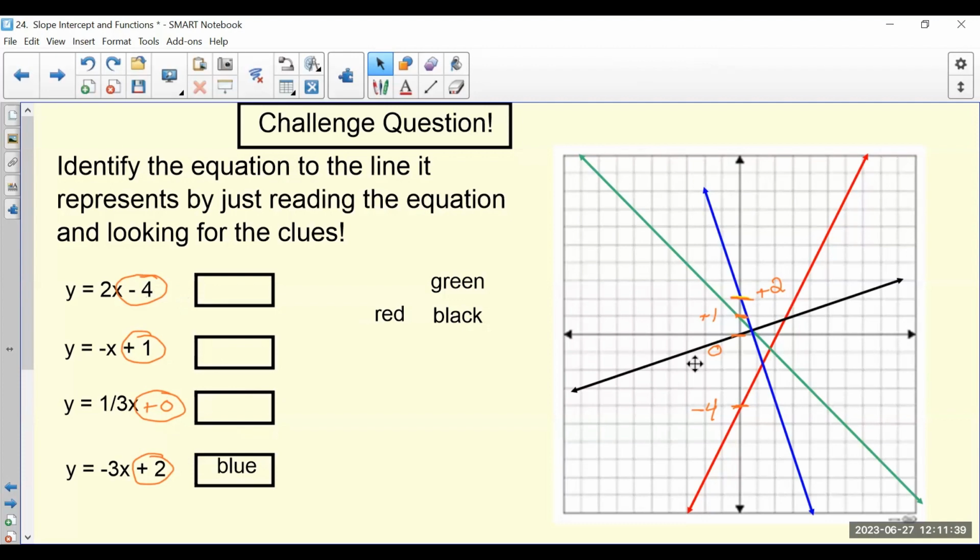Which one crosses at -4? Well, it's the red line. Red line crosses at -4, so that has to be there. Which one crosses at +1? Well, the green line crosses at +1. So that has to be there, and that means black has to be here, because black crosses at the origin point. We're done. We already identified all 4 of these lines and what their equation is.